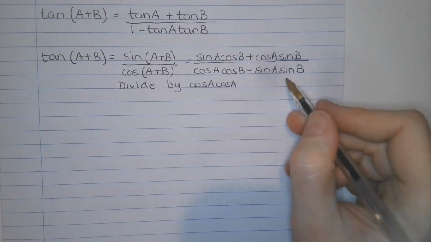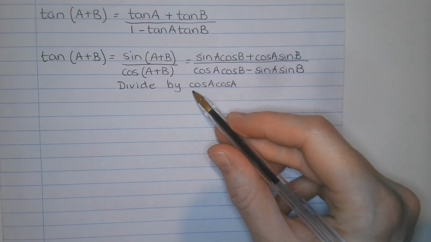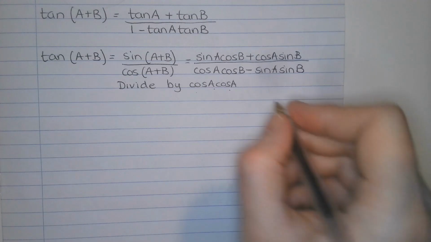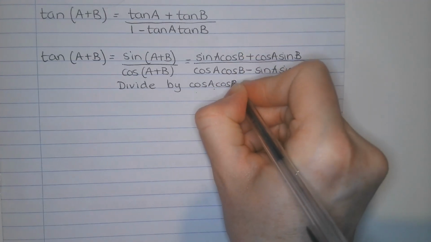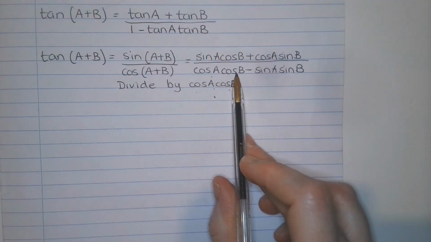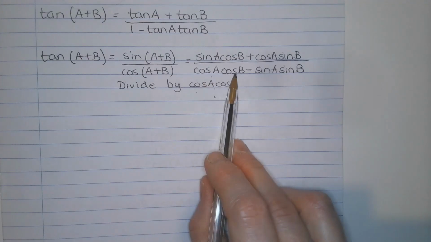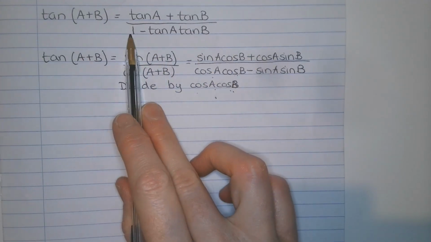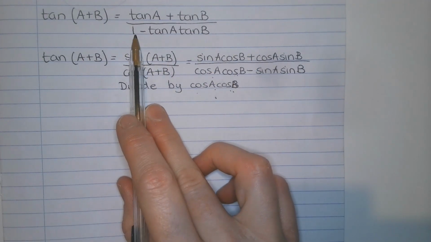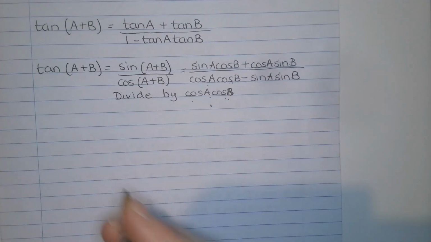As long as we divide top and bottom by the same thing, we're just changing how it looks, but not its value. And cos A cos B, that should say. So cos A cos B will allow some elements to cancel. If we look here, cos A cos B in our denominator, if I divide by cos A cos B, I'm going to get that 1 that I have there. So let's have a look and see what that looks like.